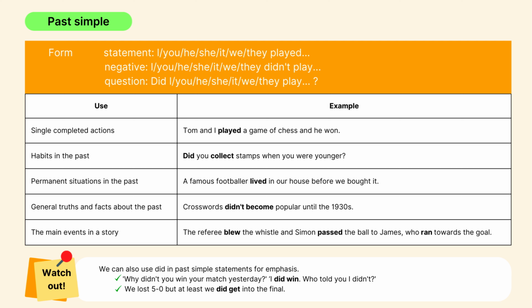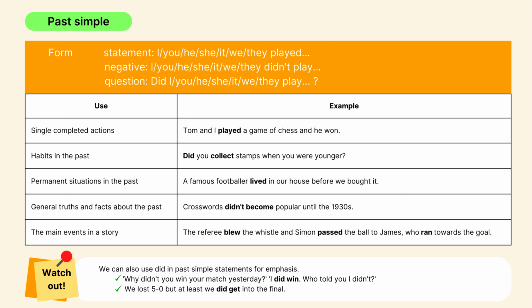Use. Single completed actions. Example: Tom and I played a game of chess and he won. Habits in the past. Example: Did you collect stamps when you were younger? Permanent situations in the past. Example: A famous footballer lived in our house before we bought it.